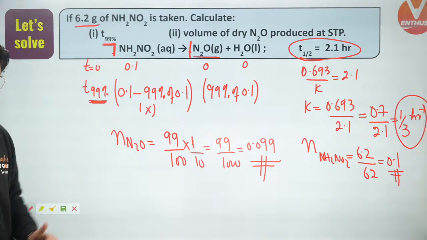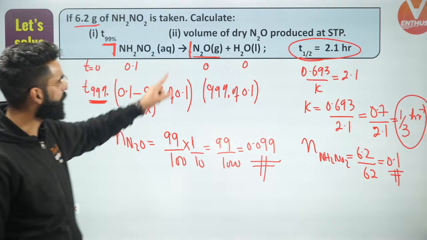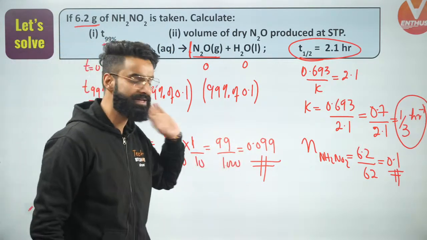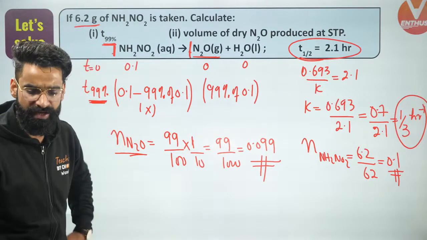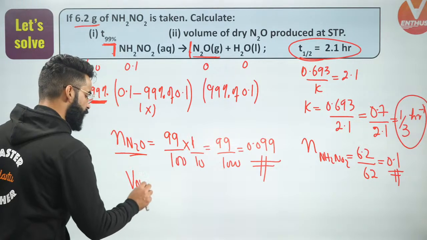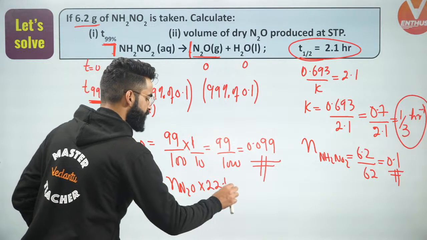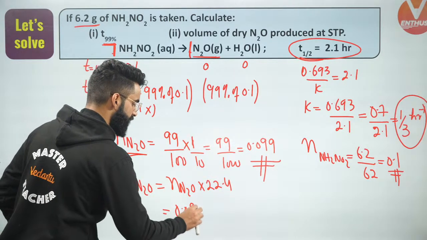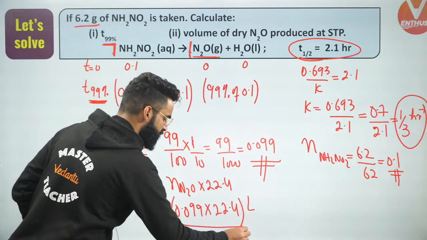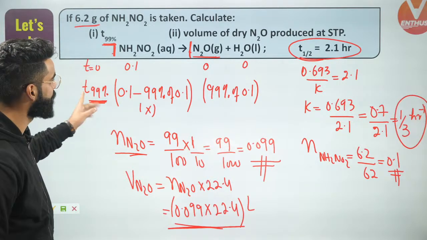Now, am I supposed to calculate the moles of N2O formed, or the volume of N2O formed? I'm supposed to calculate the volume of dry N2O produced at STP. I got the moles of N2O formed. And we know that at STP, to convert moles into volume, I simply need to multiply by 22.4. So the volume of N2O produced at STP is the number of moles multiplied by 22.4 liters, that is 0.099 multiplied by 22.4. The value is going to be in liters. So this much volume of N2O will be liberated at STP when 99% of the reaction has been completed.